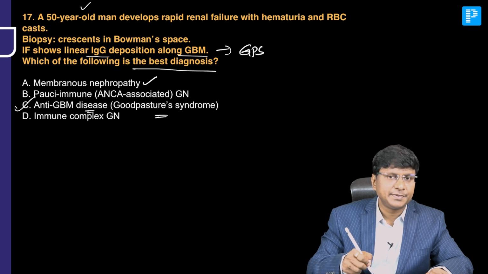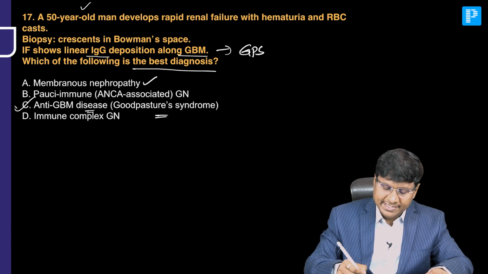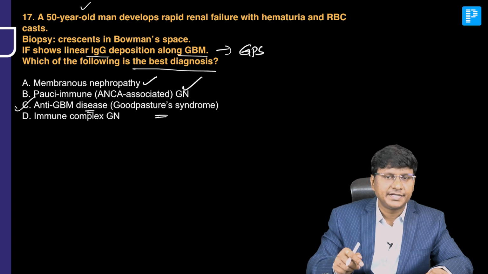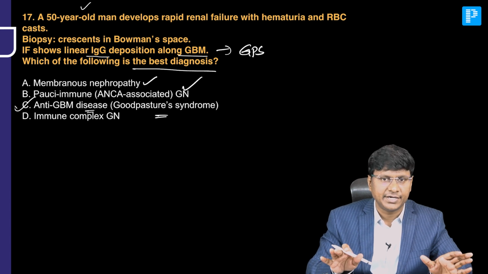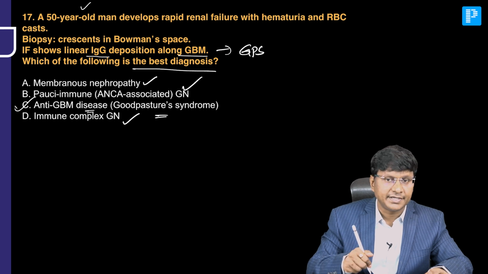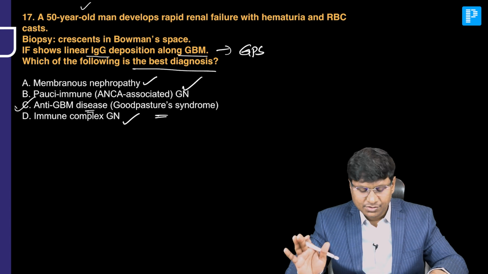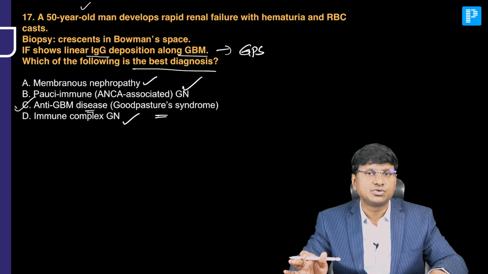Whereas in membranous nephropathy, the microscopy will show you a spike and dome appearance. In ANCA-associated glomerulonephritis, you don't have immunofluorescent deposition at all and there is no linear IgG either. And in immune complex glomerulonephritis, you will have a lumpy, bumpy immunofluorescent appearance. So that is what you will observe in case of immune complex glomerulonephritis.